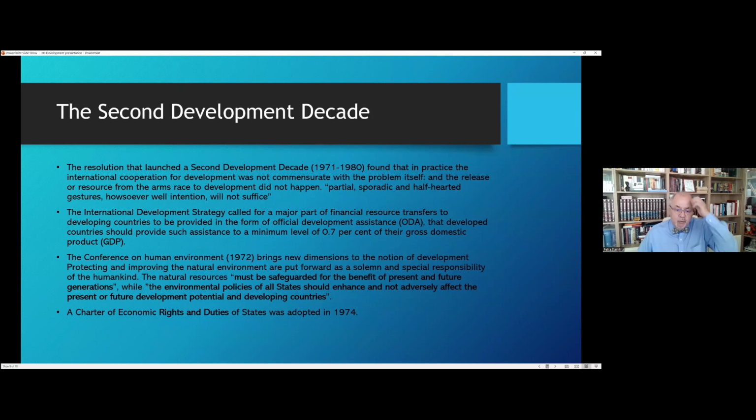Another very important political moment was the adoption of a Charter of Economic Rights and Duties of States, adopted in 1974. Why was that important? As I told you, international cooperation for development was supposed to be an optional issue for the states. With this charter, although it does not produce mandatory obligations for the states, it was very important because for the first time it indicated that the states have also some duties, not just rights to development.